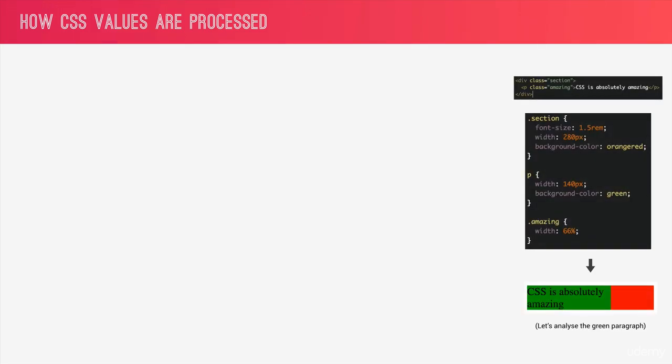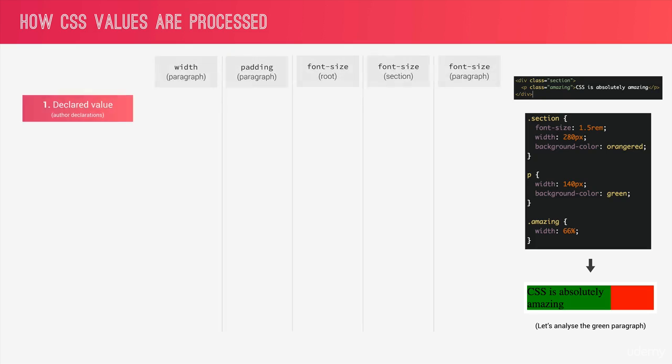So this is what we're going to do in this slide. We will analyze how these 5 CSS declarations build this small element in the bottom of the slide here, and in particular, how exactly the declared values are processed in 6 different steps, starting from the declared value all the way to the final actual value. So we're going to analyze the width, padding, and font size in order to see what's going on here.